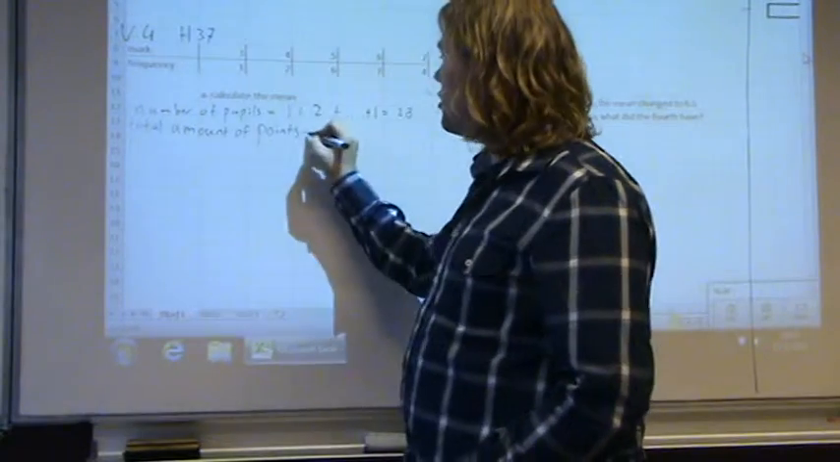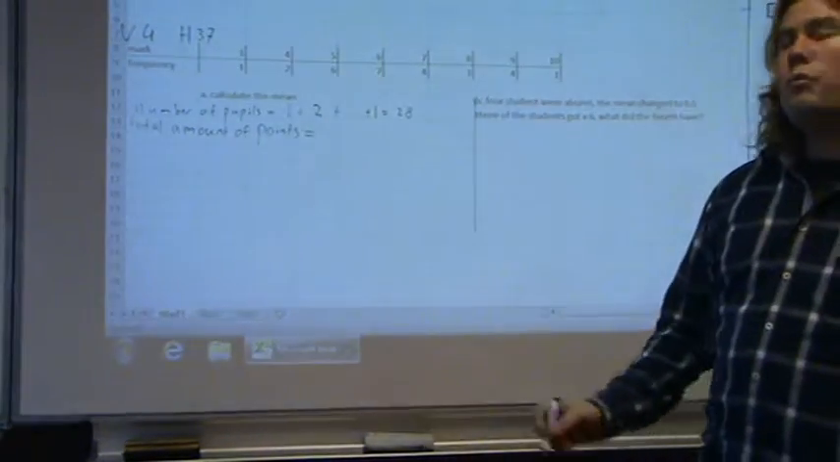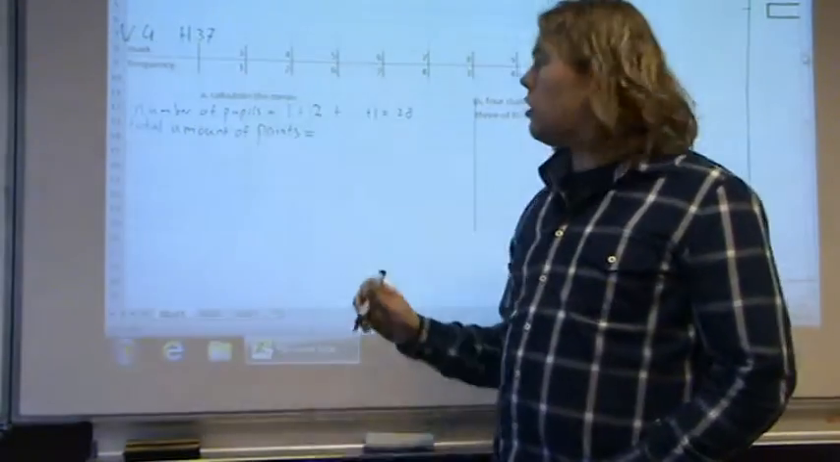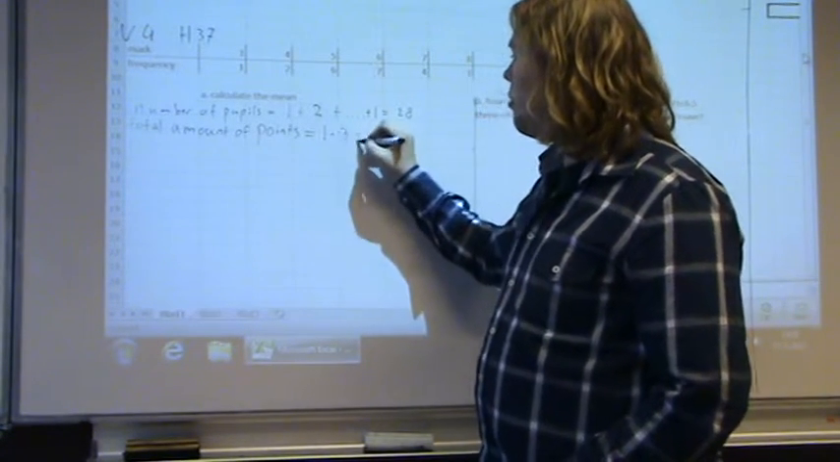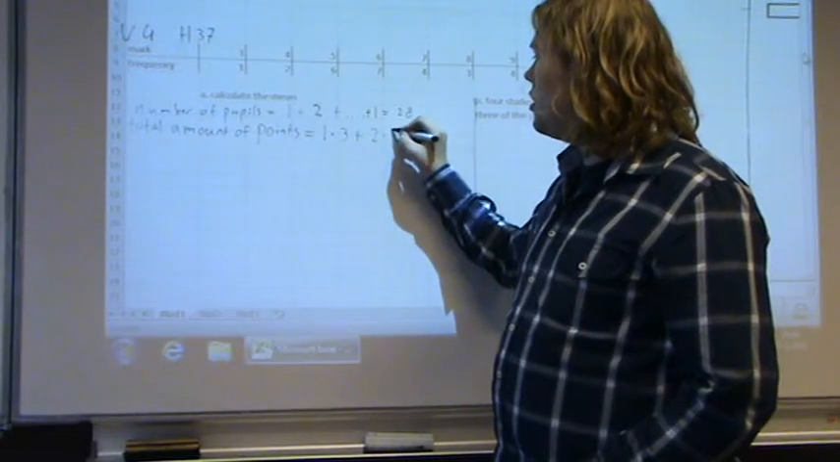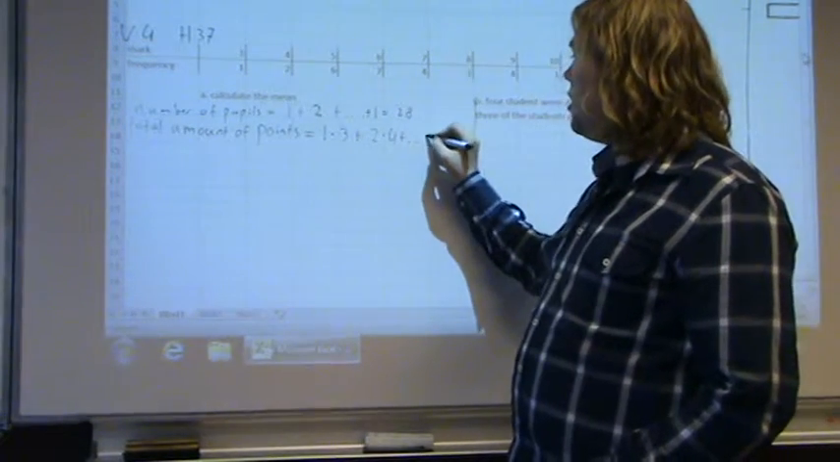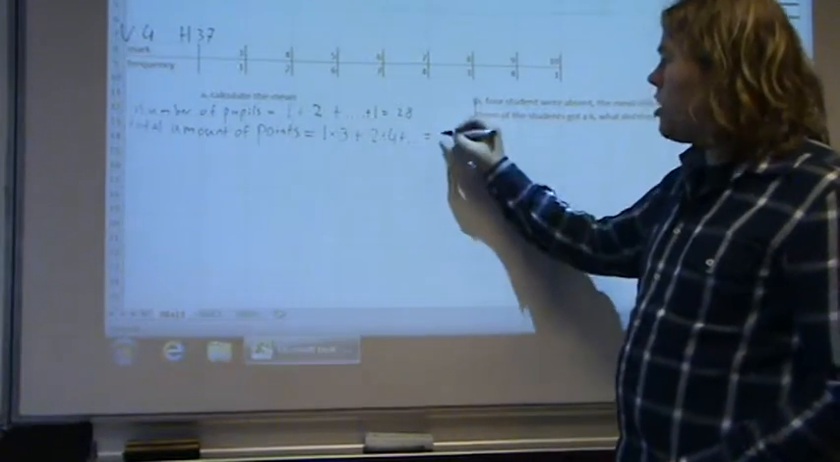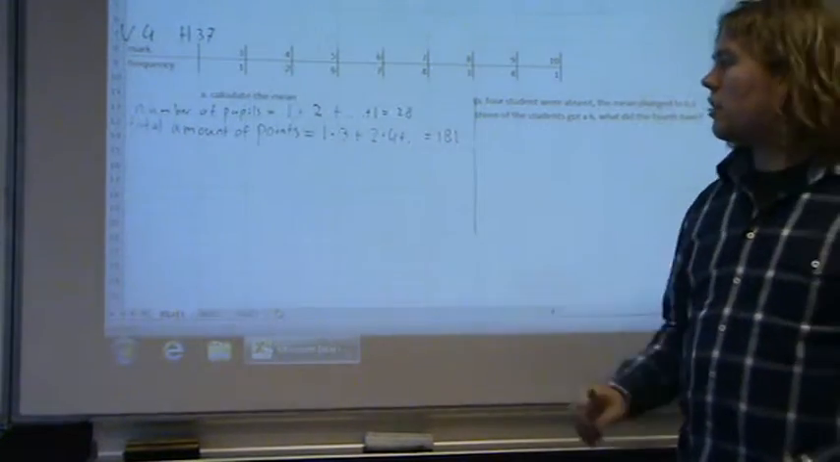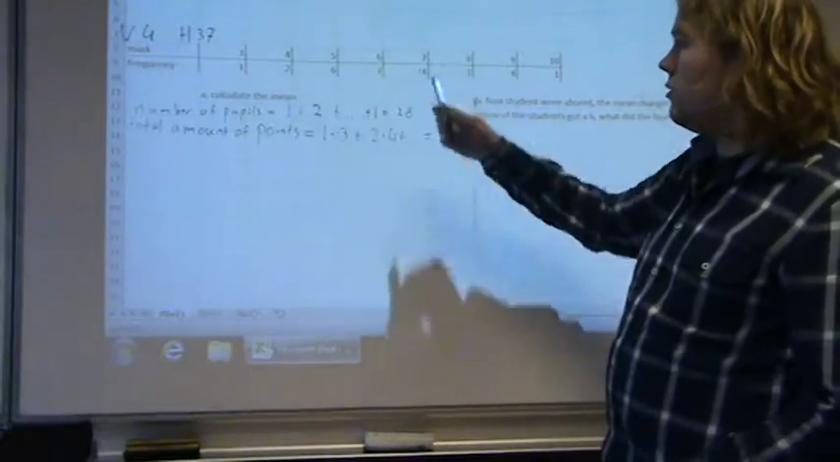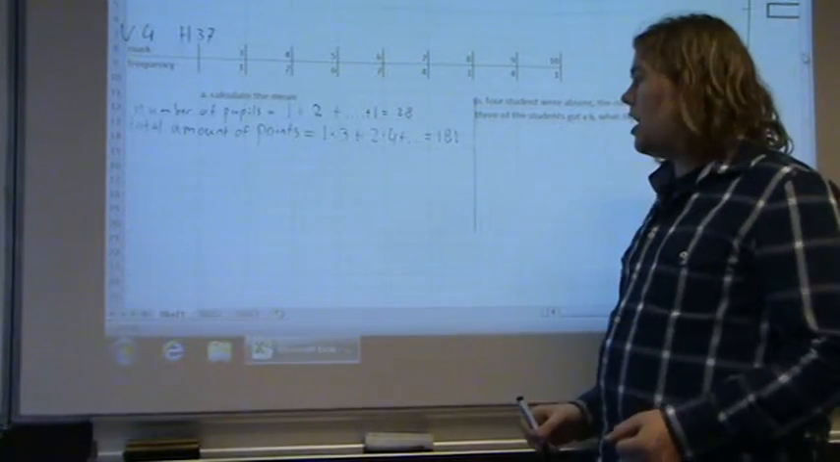Total amount of points. Well, how do you calculate the total amount of points? You do the frequency times the mark. So you do 1 times 3 plus 2 times 4 plus etc. And then you get 181. You may also check the answer if you want. Just do the frequency times the mark for each one of them and add them.